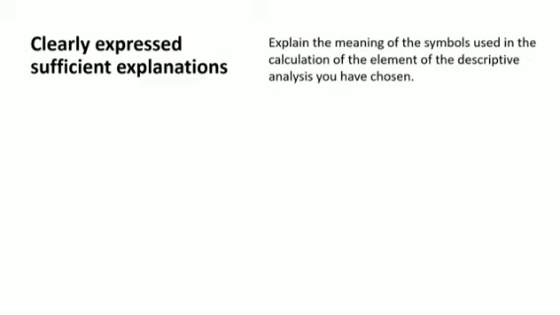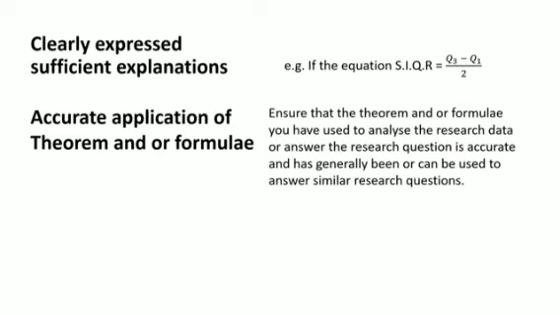To obtain full marks for this section, explanations must be clear and sufficient. This means that you need to explain the meaning of the symbols used in your calculations. For example, if you use this formula, then you must explain what SIQR, Q3, and Q1 mean. Additionally, marks are awarded for accurate application of theorem or formulae. This means that you must ensure that accurate mathematical principles are used to derive your solution.